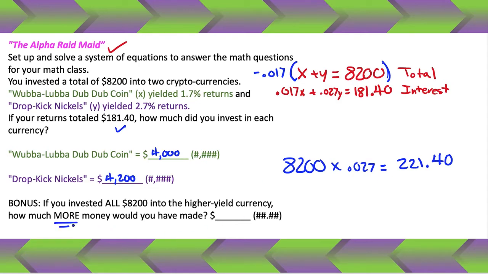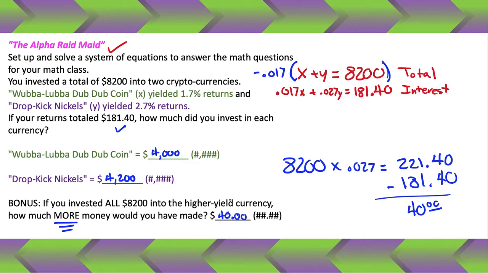Because it wants to know how much more money would you have made. Well, you would have made $221.40, but you already made $181.40. So when you do that subtraction, let's see what we get here. 221.4 minus 181.4. Hold on a second. Sorry about that announcement. Here we go. So that's $40. Okay, cool. So you could have made $40 extra if you would have known ahead of time that Dropkick Nickels was going to be better than Wubba Lubba Dub Dub coin.